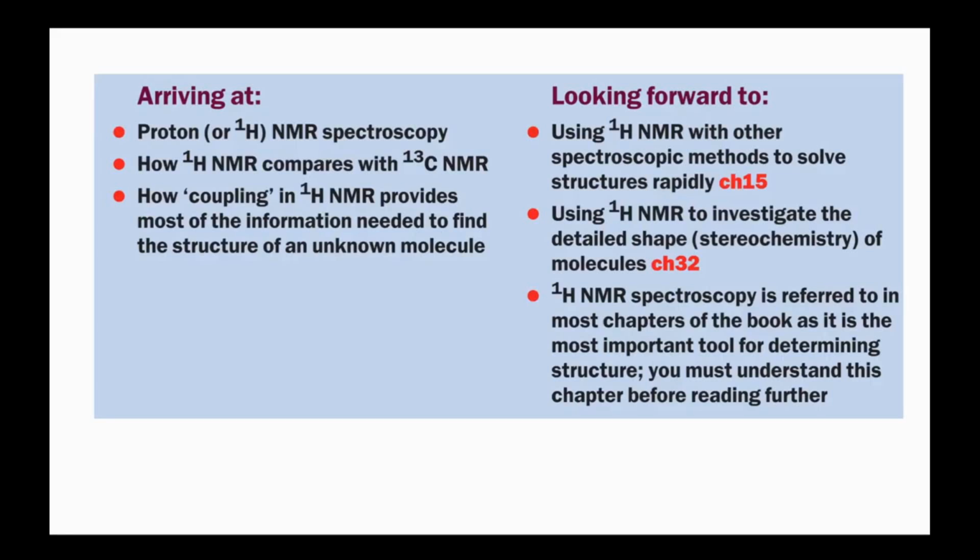Okay, let's start. So what we will discuss in this chapter is Proton NMR spectroscopy. Proton NMR compares with Carbon NMR. So we will do a comparison of Proton and Carbon, and then we will discuss how coupling in Proton NMR provides most of the information needed to find the structure of an unknown molecule. And then we will discuss using Proton NMR with other spectroscopic methods to solve the structure rapidly, and using Proton NMR to investigate the detailed shape and stereochemistry of molecules. Proton NMR spectroscopy is referred to in most chapters of the book as it is the most important for determining structure. You must understand this chapter before reading further.